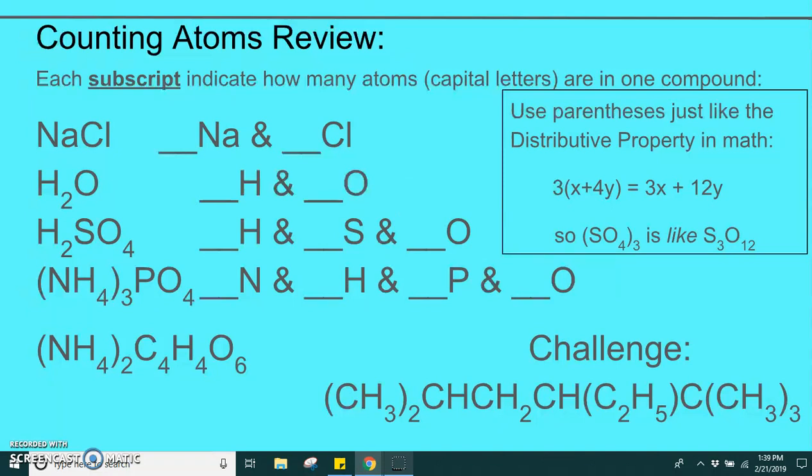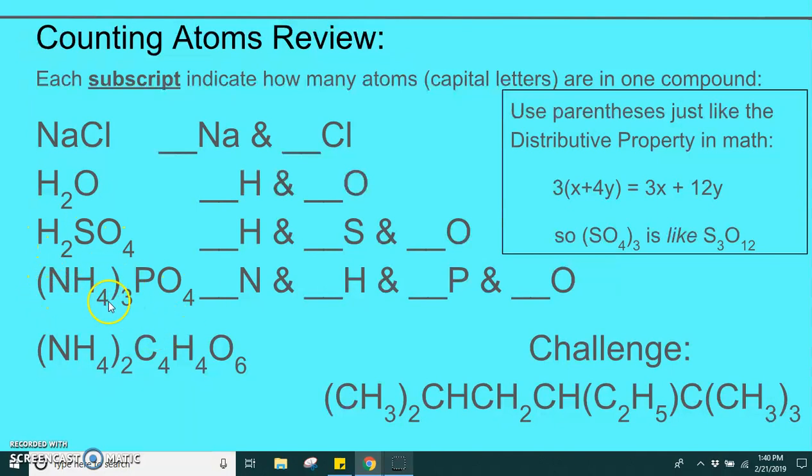So counting atoms, just a little bit of a review on how to count atoms, what these things mean. We need to be able to do this so that we can balance an equation. So if it's written once, that implies that there's 1 atom. So in this sodium chloride, there would be 1 atom of sodium, 1 atom of chlorine. So you'd put 1 and 1. H2O, this subscript down here means that there's 2 atoms of hydrogen and 1 atom of oxygen. H2SO4, there's 2 of hydrogen, 1 of sulfur, 4 of oxygen.